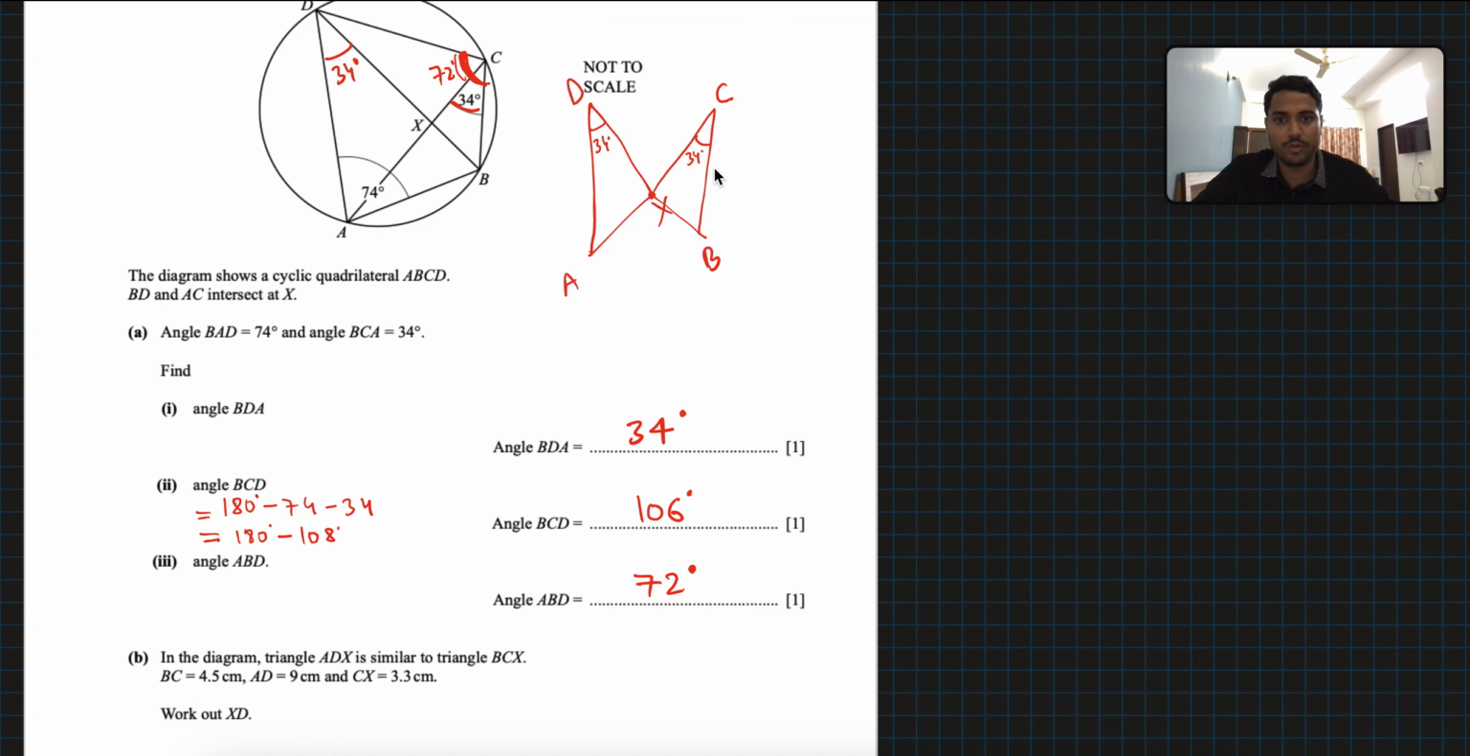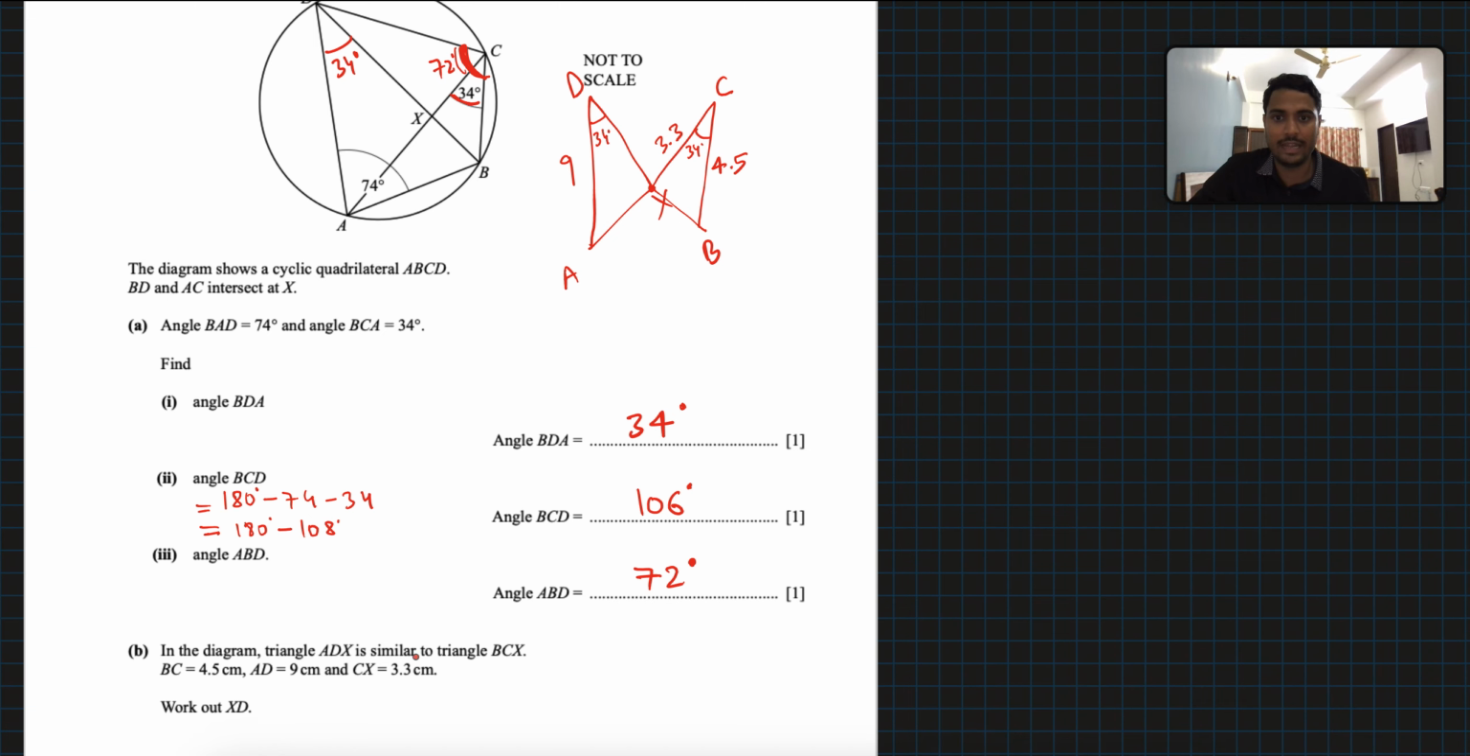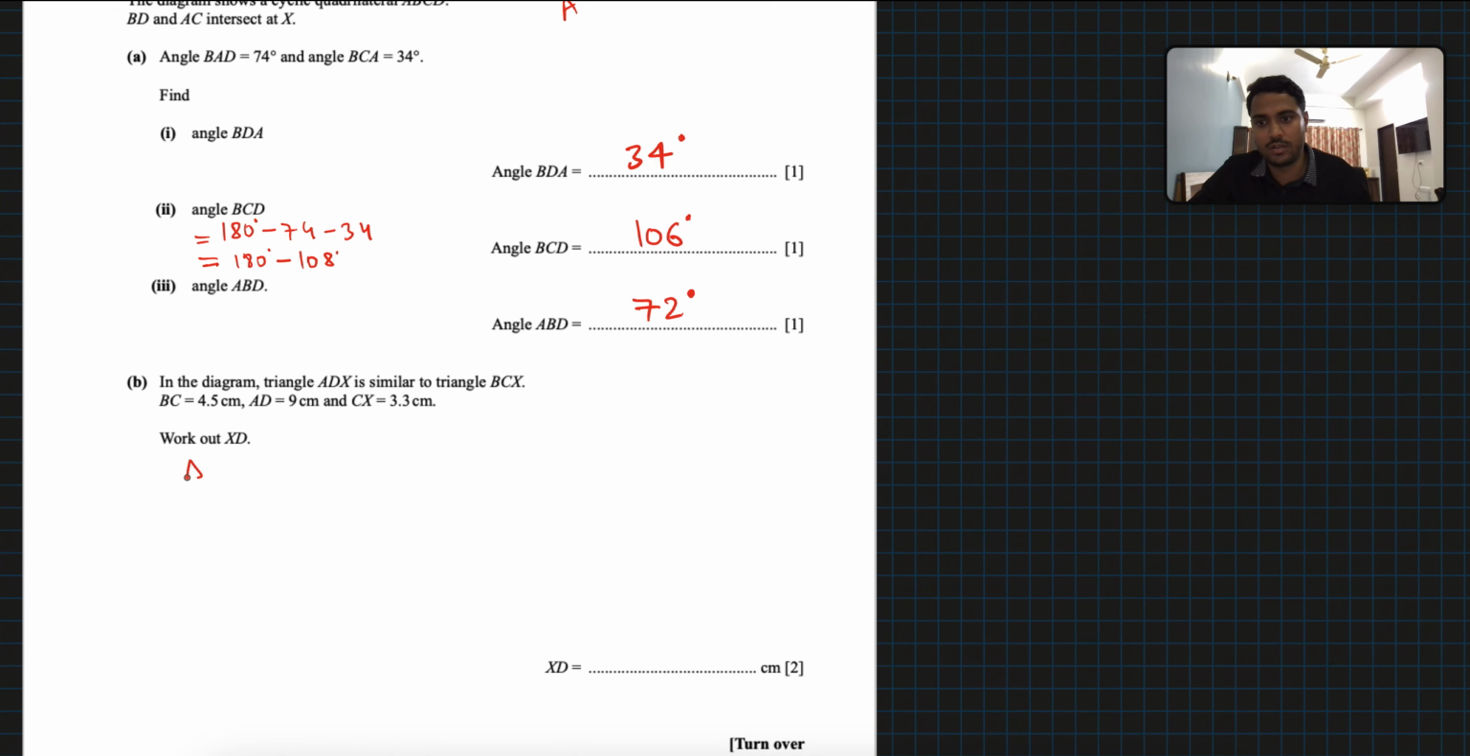Now BC is 4.5, AD is 9 centimeters, and CX is 3.3. Work out XD. CX is this. So we have triangle ADX and triangle BCX. Let me write it down: triangle ADX and triangle BCX are similar triangles.